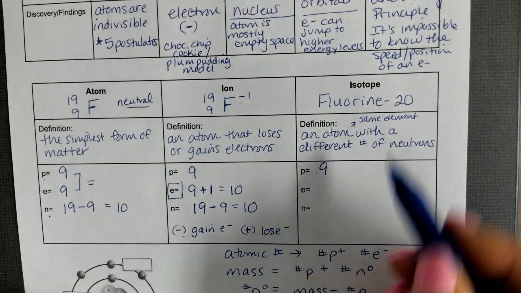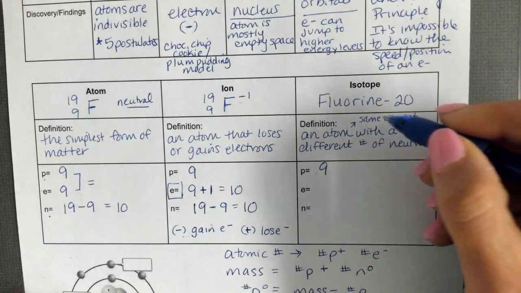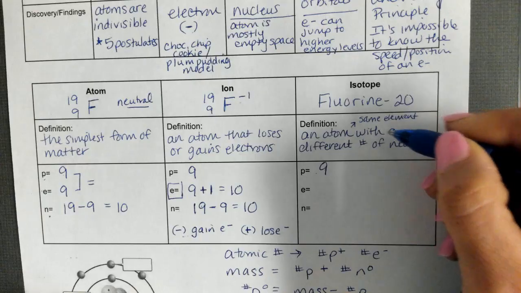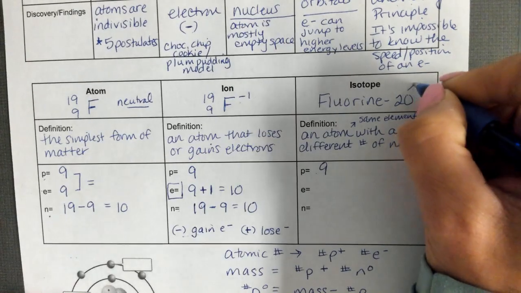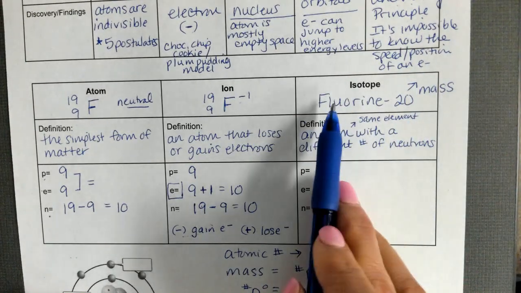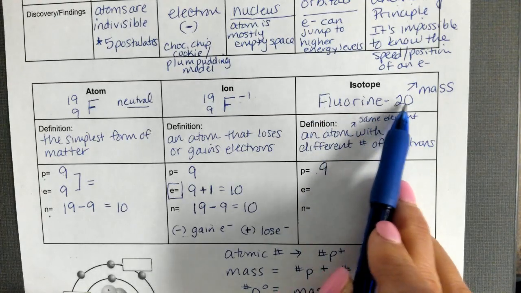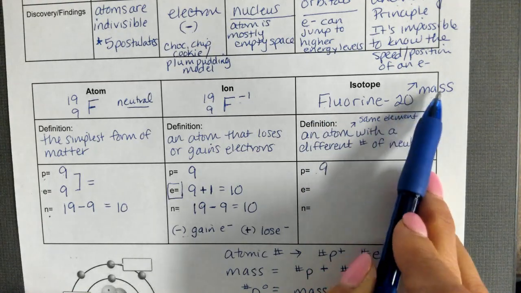Now we're going to look at an isotope. An isotope is an atom of the same element with a different number of neutrons. So what changes is the mass. The way we indicate the mass is with isotope notation. So this does not say fluorine minus 20, this says fluorine dash 20. 20 is my mass.